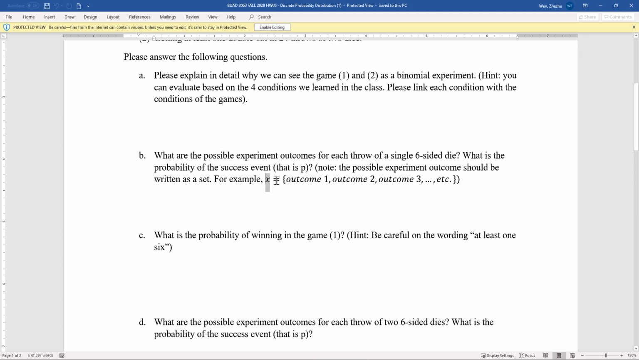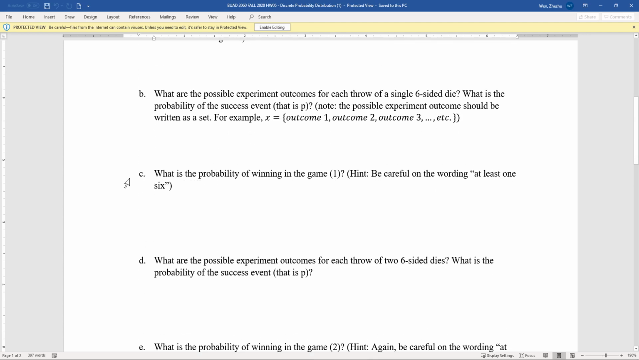But I do require you to list the outcomes using the set definition. X here represents the random variable. All the possible answers should go in here. I'm using a placeholder, I'm not giving you the exact answer here, so you can put the first outcome all the way to the last outcome. Just think about that. It's fairly easy.